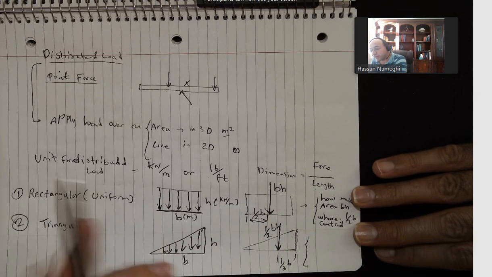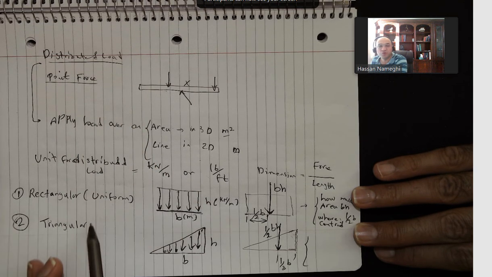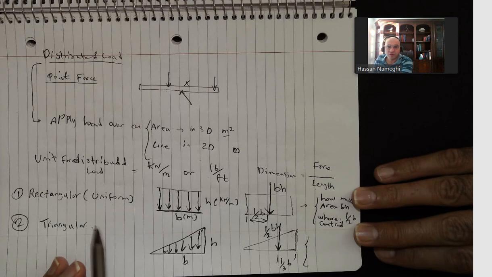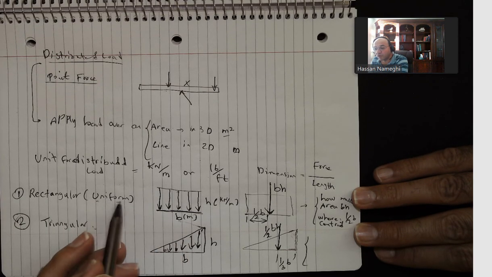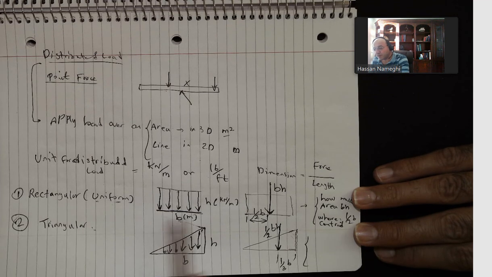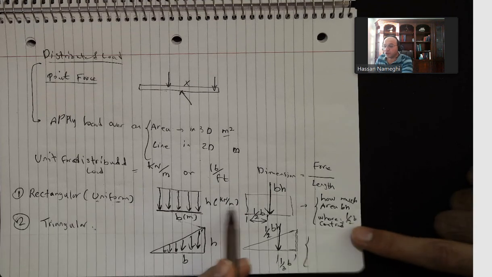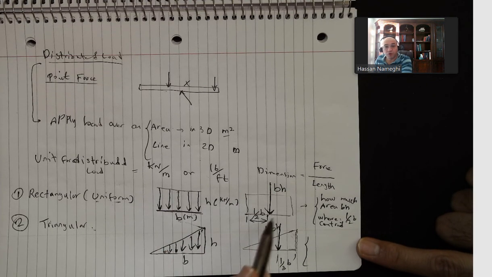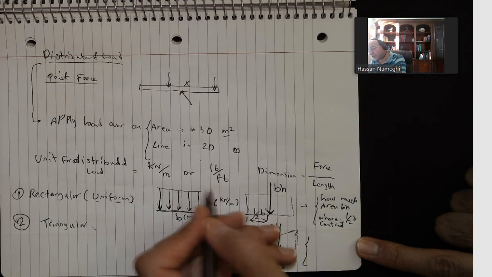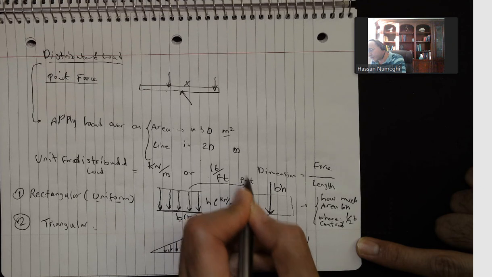Now, dealing with distributed load, we are talking about two types which are very common. One type is rectangular shape, or we call it uniform loading. You have a base and the height stays the same. For instance, you have 100 kilonewton per meter on the height, and you want to convert this to a point force. So this is converting from distributed load to a point force.